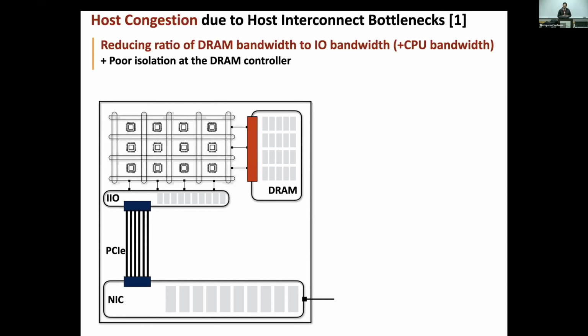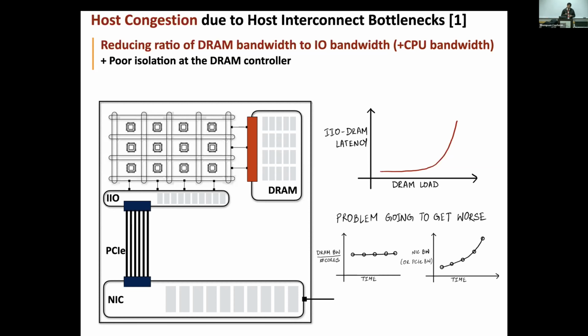So now your memory bus started to run much closer to saturation much more often. And just like any closed loop system, when you put more and more load on the system, you start seeing more and more latency. So essentially your IIO to DRAM latency started to increase, thus also increasing the total PCI request latency and causing the host congestion problem. Now this problem is only poised to get worse because my DRAM bandwidth per core has remained relatively stagnant over time, but my NIC bandwidth or my PCI bandwidth has been increasing much more rapidly.